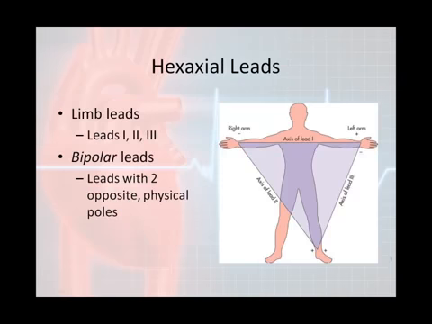First, I'd like to review the hexaxial leads. The first three leads we're going to review are lead 1, lead 2, and lead 3. These leads are considered bipolar because you have to place two physical poles or electrodes on the body, a positive electrode and a negative electrode. This will detect the electrical impulses of the heart. So let's look where these leads actually come from.